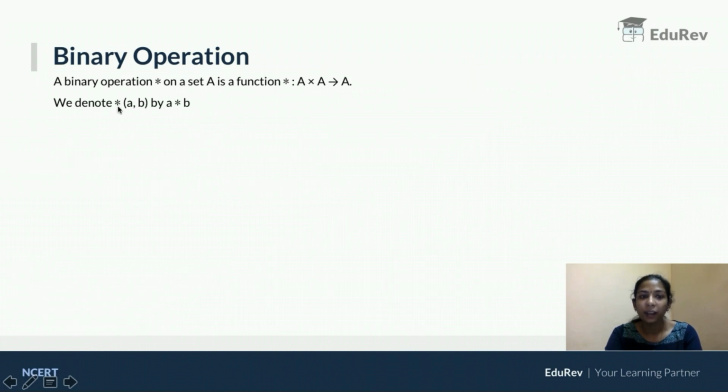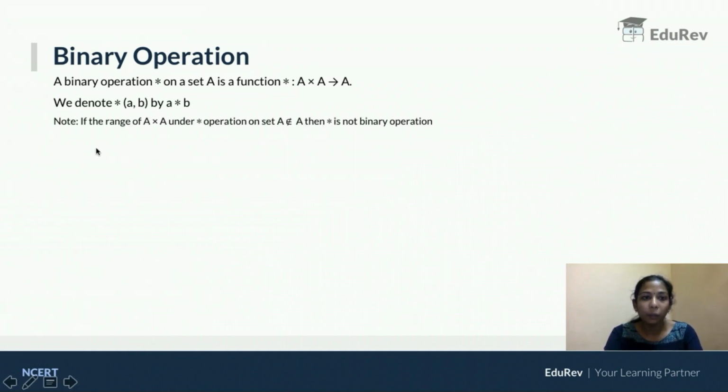The star of A comma B, where star represents an operation, changes from problem to problem. In some problems it can be addition, in some problems it can be division, and in some problems it can be power or anything. They'll be clearly mentioning what the star refers to in each problem.